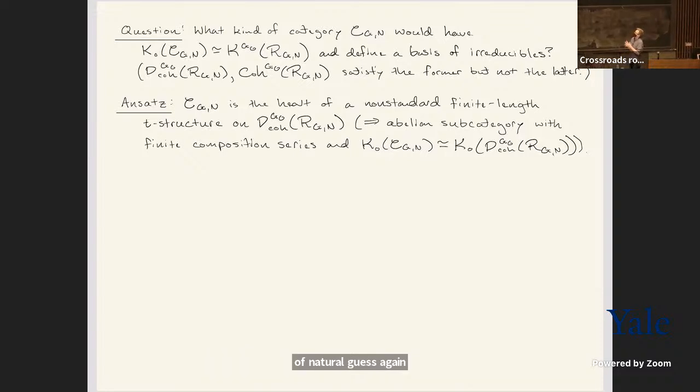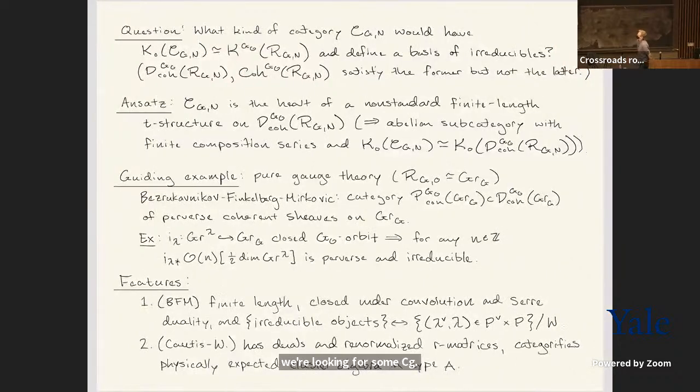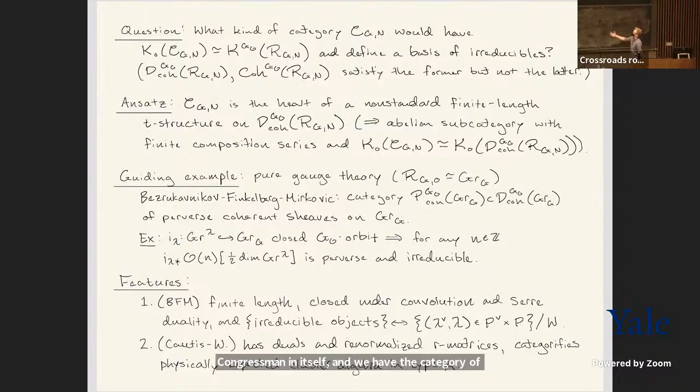The derived category has a natural standard T structure. That can't be what we're looking for though, because it doesn't have a good notion of irreducible object. It's not finite length. All right, so our guess is that we're looking for some CGN of this kind. And we have a guiding example, which is the case n equals 0. In the case n equals 0, RGN is just the affine Grassmannian itself. And we have the category of perverse coherent sheaves as a natural non-standard T structure. So this was introduced and studied by Bezrukavnikov, Finkelberg, and Mirković.